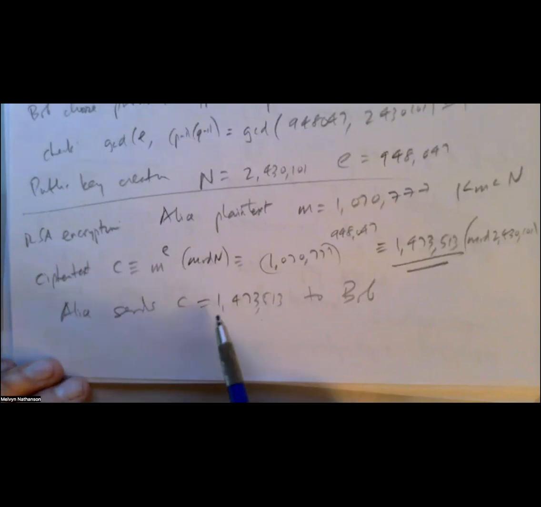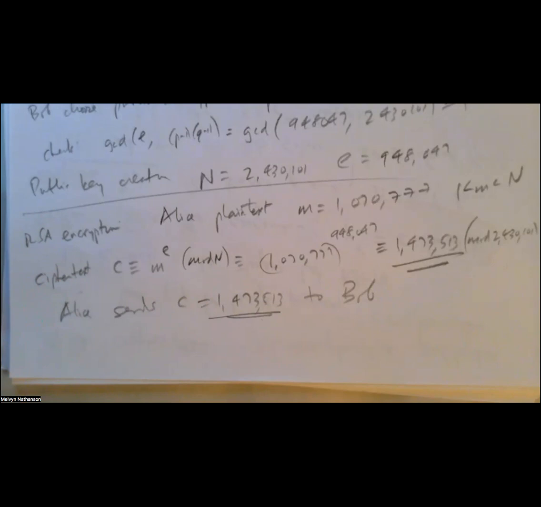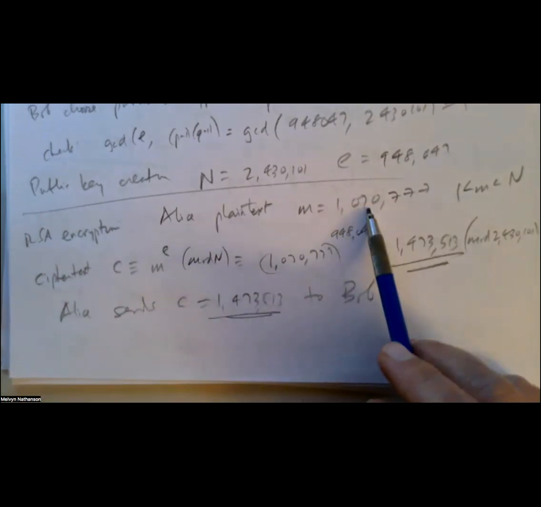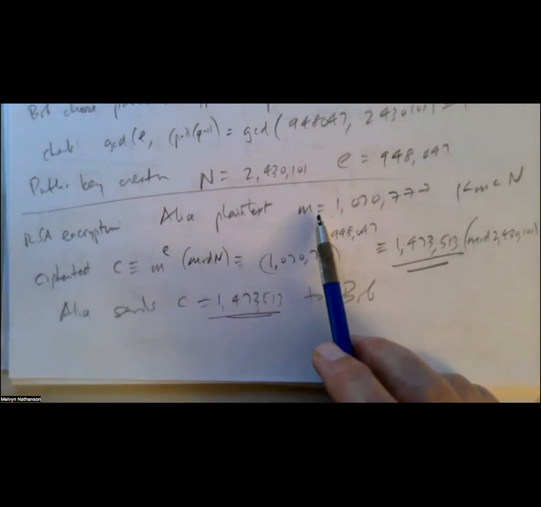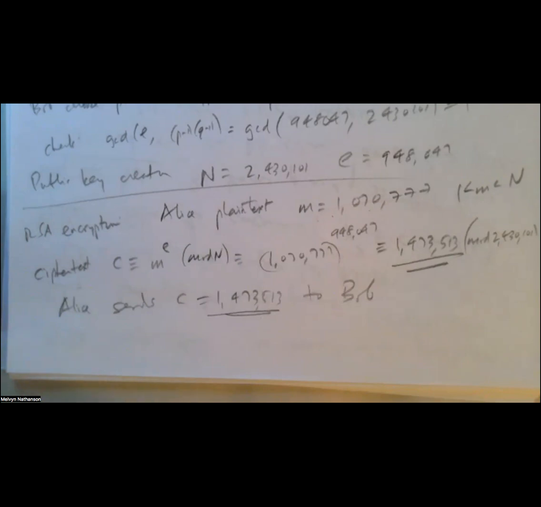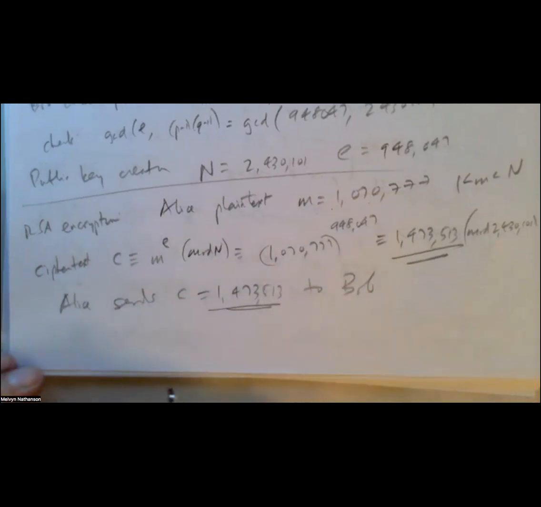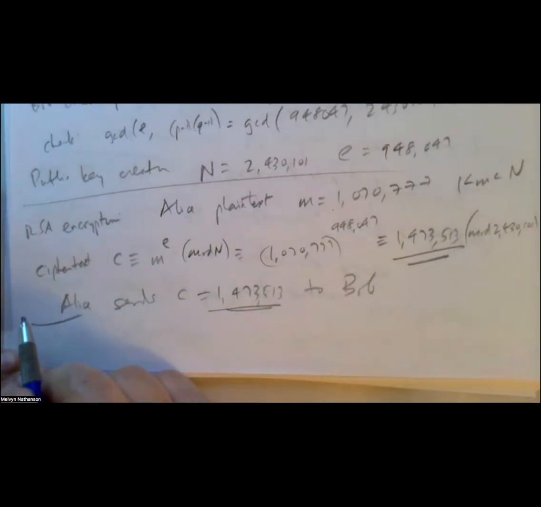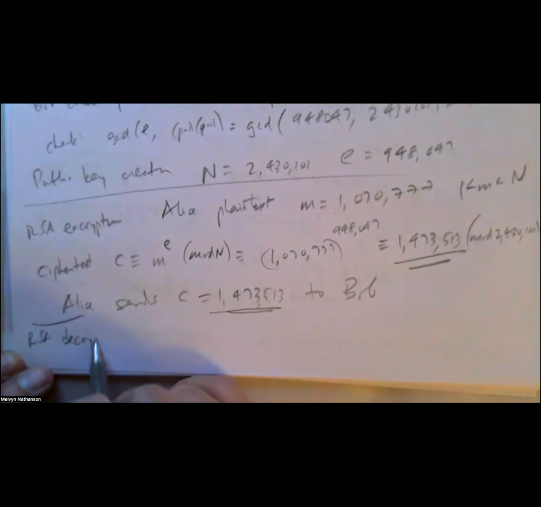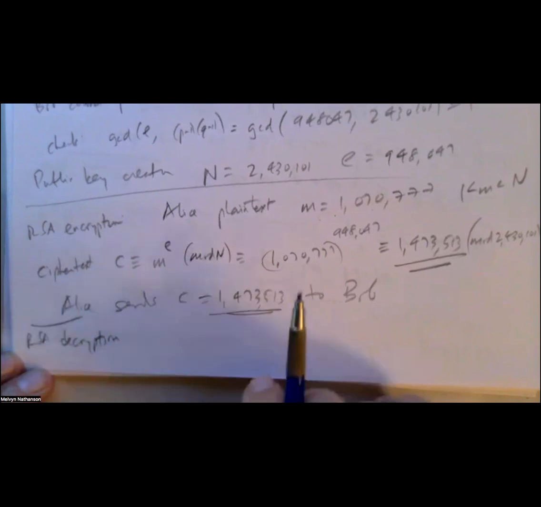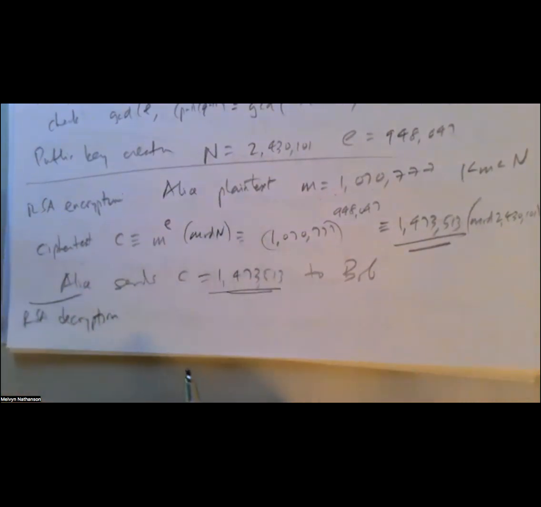And Eve can intercept this, but what's she going to do with it? The plain text was this number. This is the ciphertext. How do you get from the ciphertext back to the plain text? How do you decrypt? Well, this is the RSA decryption. This is how you go backwards.